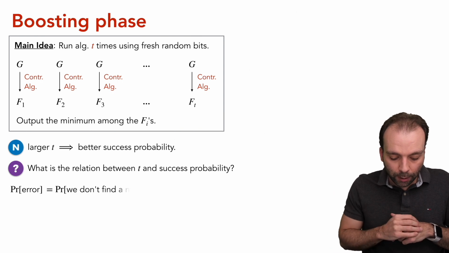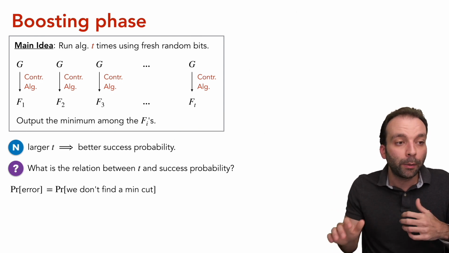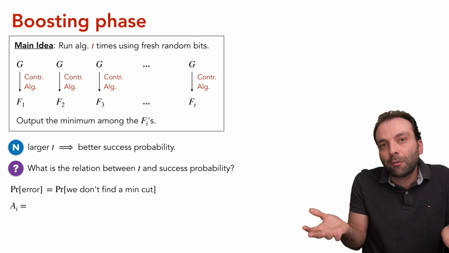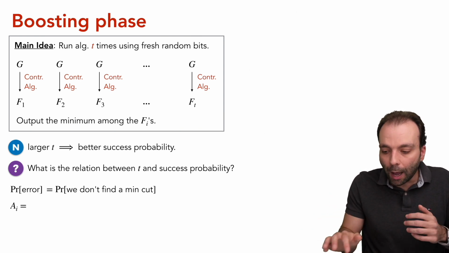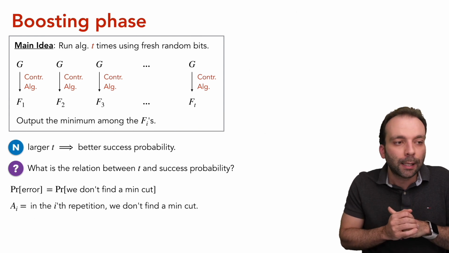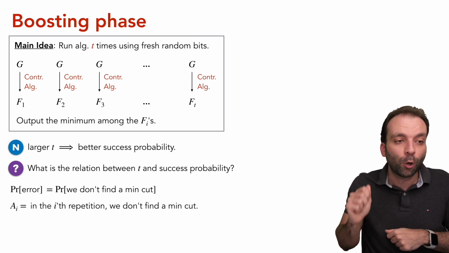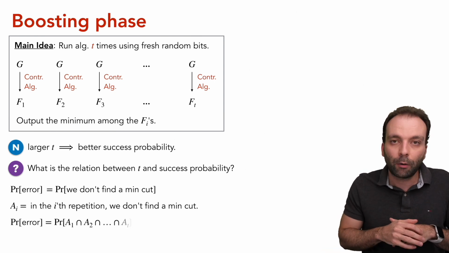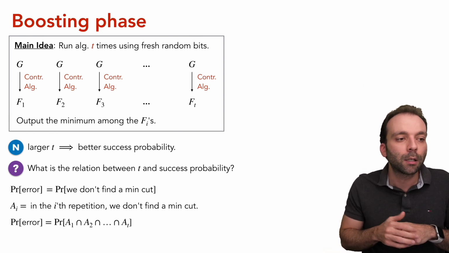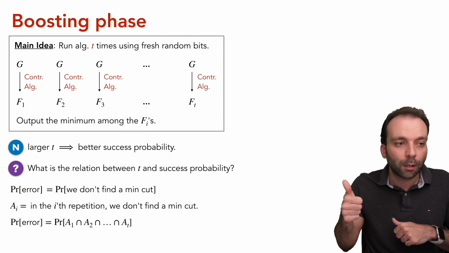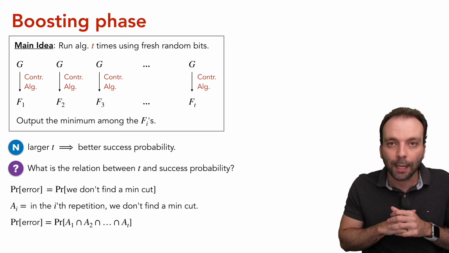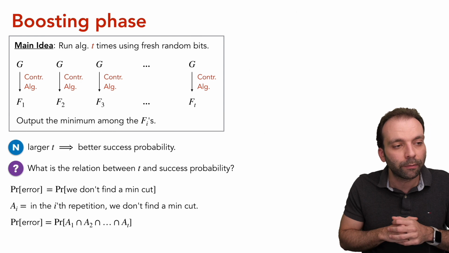So how can I do this? So the probability of error is the probability that we don't find a min cut. And again, I'm going to break this up into different repetitions, right? Like, why not? So A_i is going to denote the event that in the ith repetition, we don't find a minimum cut. Okay, so then we're going to write this probability of error as we don't find a minimum cut in the first repetition, we don't find a minimum cut in the second repetition, and so on. That's why we get ands of these things, or the intersections of these events.